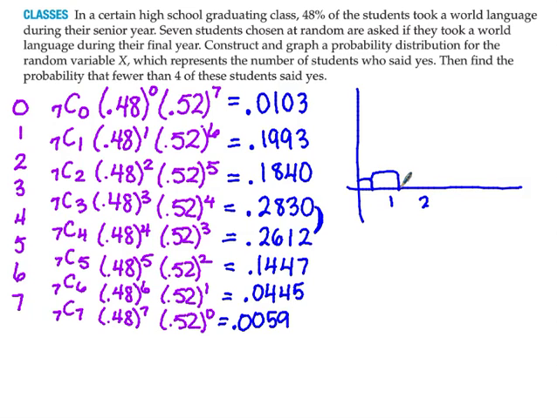Okay, the reason why we're not going to do that is because I'm not going to have you graph those tiny decimals. So the next one says to find the probability that fewer than 4 of these students said yes.